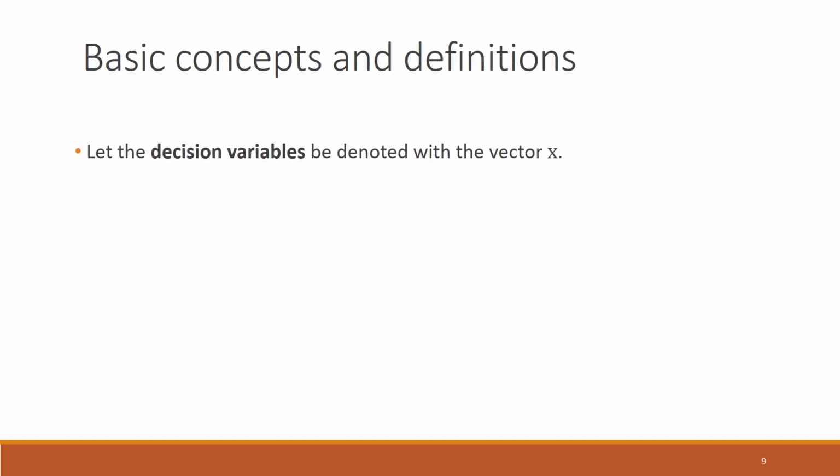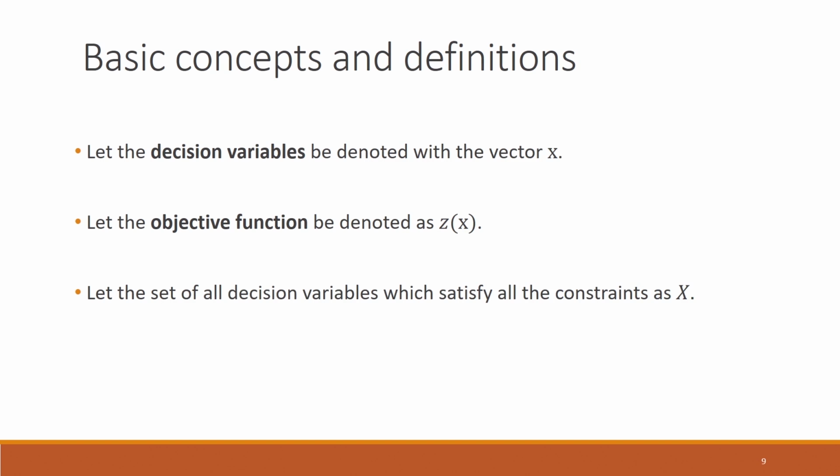Now, let us discuss some basic concepts or definitions related to optimization. Let the decision variables be denoted by the vector x, and let us denote the objective function by the function z(x). Let the set of all decision variables which satisfy the constraints be capital X.